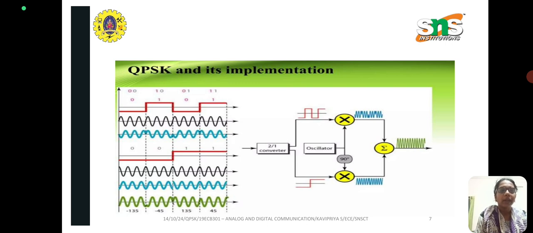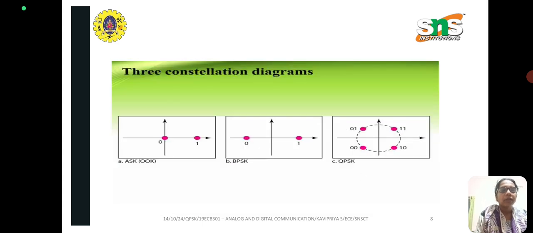This is the QPSK diagram, its implementation and its model graph. In QPSK, we have a 2 to 1 converter, one oscillator, multiplier circuits and a summing circuit. The input signal is given to the mixer, the other input is the oscillator, and both are added in the adder circuit. In QPSK, we have 4 phase shifts: 0, 90, 270 and 360. And this is the constellation diagram for QPSK.